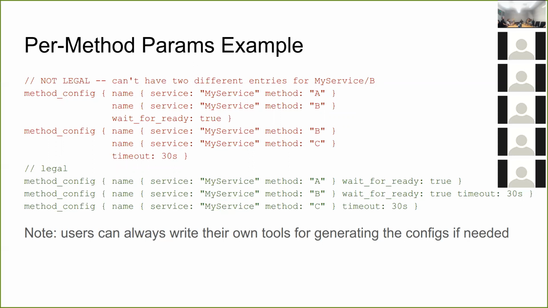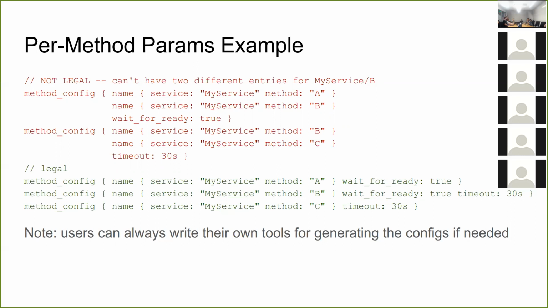So you might think that you could do it as shown at the top here in red, but that won't work because you actually have two different entries here for method B. That's not legal. So instead, you would do it the way shown at the bottom here, where you've got a different entry for each method: for A, you set wait for ready true, for C, you set timeout equals 30 seconds, and for B, you set both of them.